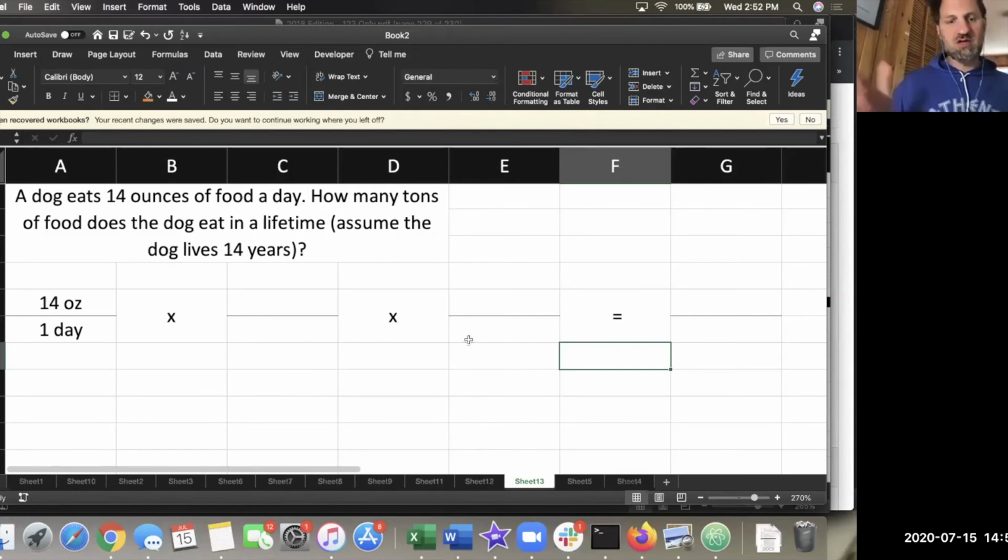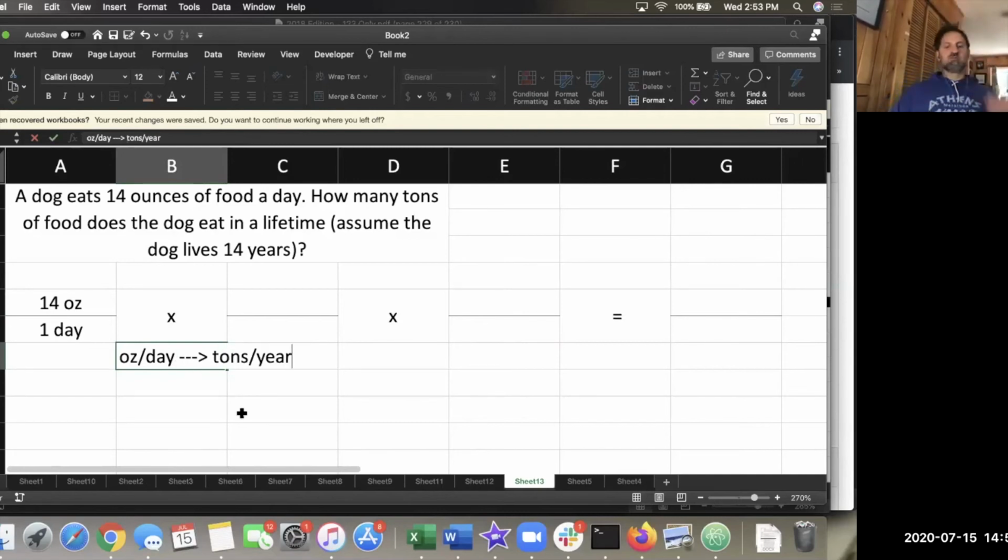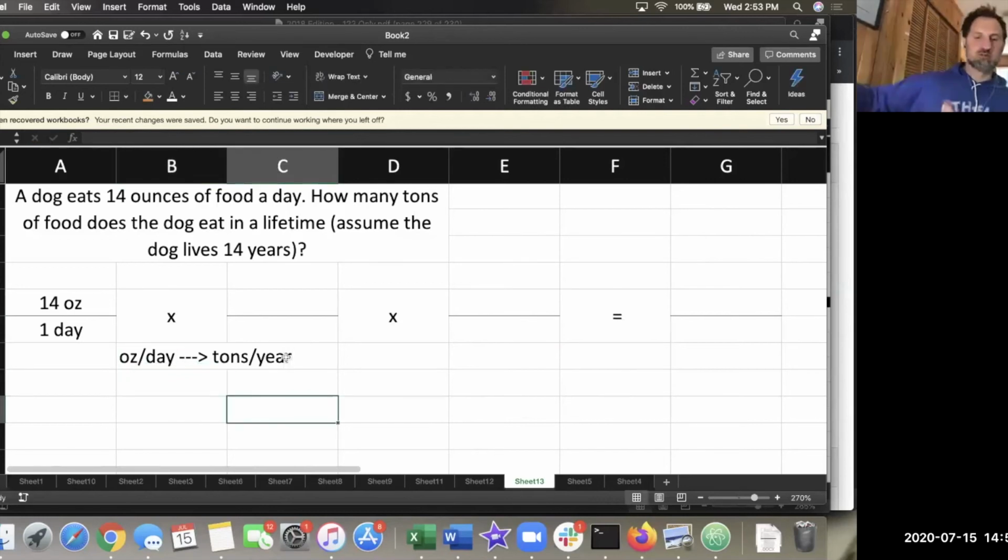So one way of thinking about it would be to approach it as a conversion. Ounces per day can be converted into tons per year. And if I know how many tons the dog eats every year, then I can multiply by 14 to finish the problem. So that would be one way of approaching it. It's not the only way, but it's a way of thinking about the structure of the problem.